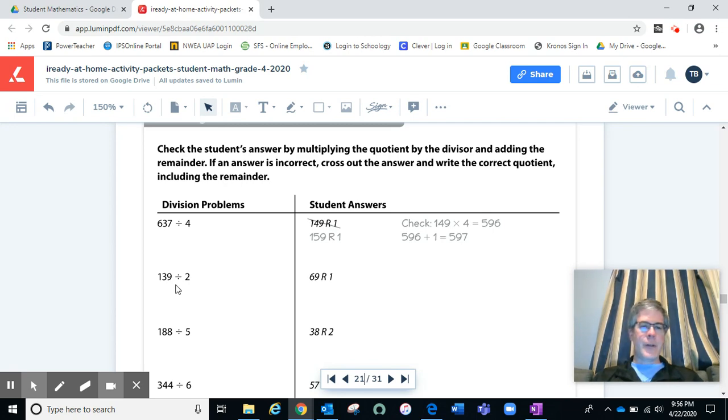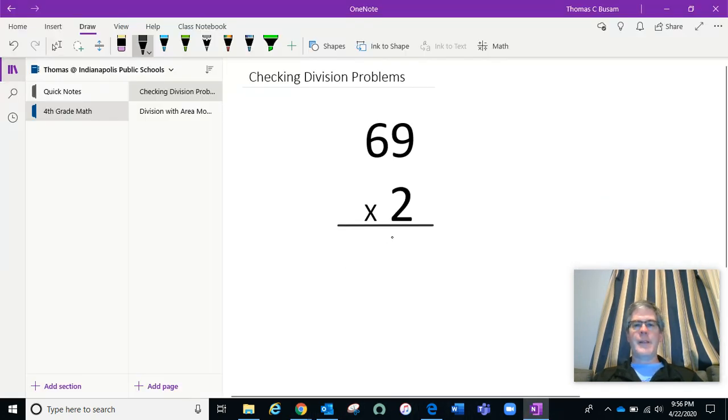Our dividend is 139 divided by the divisor 2, and the answer they came up with was 69 with a remainder of 1. So we're going to begin by multiplying 69 times 2, and I have that set up. And this multiplication should be fairly straightforward for you. If we have 2 times 9, that's going to be 18. We're going to bring down the ones, the 8 from 18, and then the 10, we're going to carry over the tens column. Then 2 times 6 is 12, and 1 more is 13.